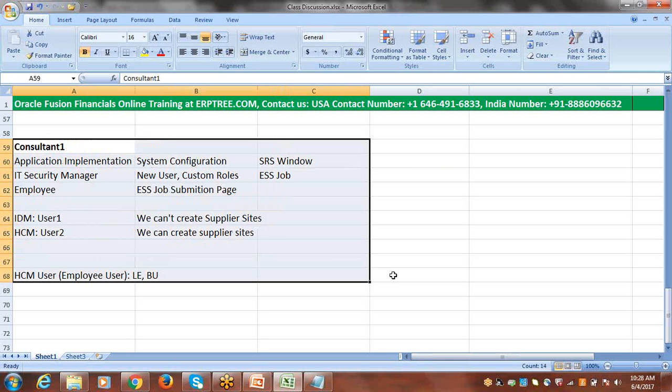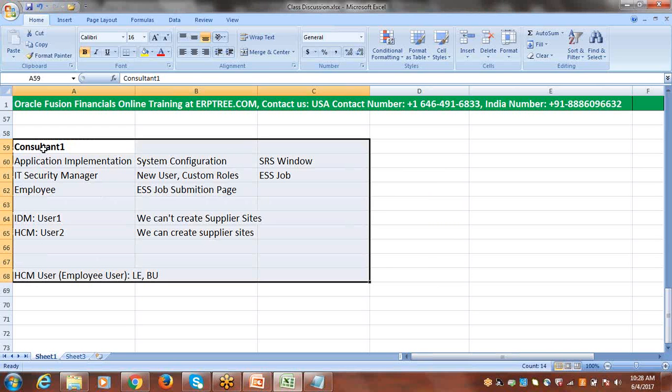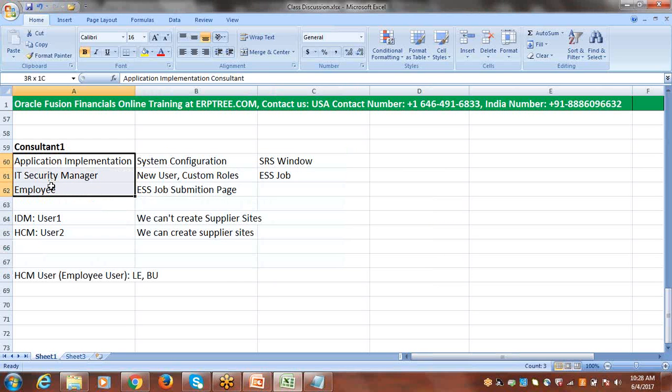Laxman, are there separate roles for implementation and for user management, like creation of invoices and creation of receipts in receivables? Yes. For an implementation consultant, these are the roles we use. And for transaction processes, invoice creation, payment creation, billing, receipt, we have separate roles. Those roles we call data roles.